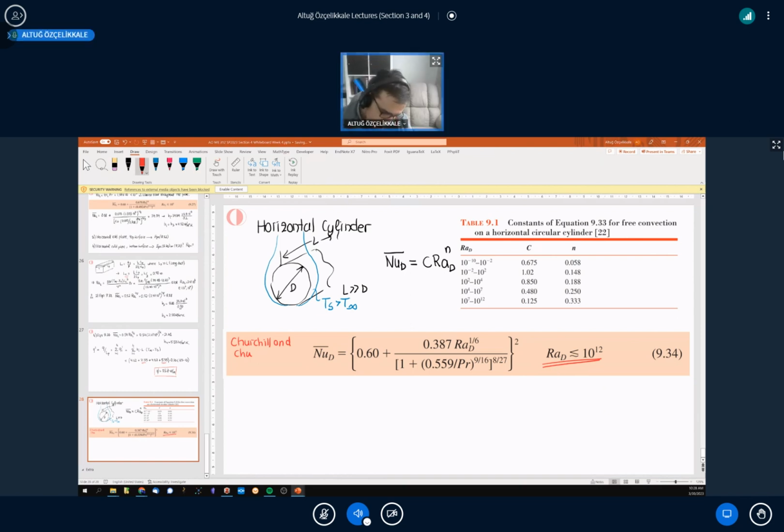Okay, so this is for cylinders. Let's talk about the sphere as well, get this out of the way. And here is the sphere case.